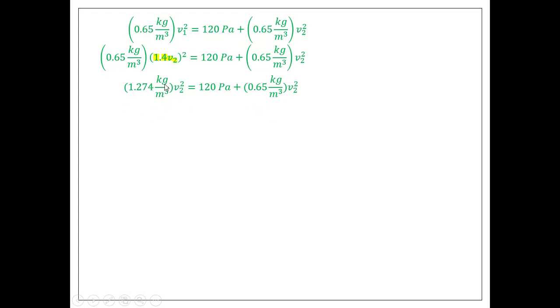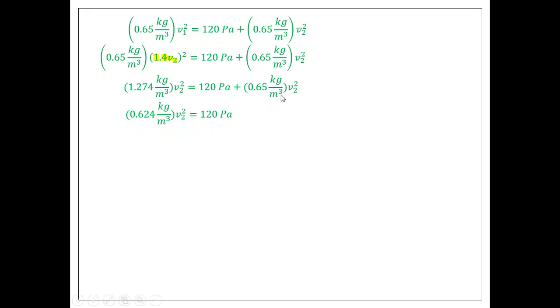So here, I'm just going to go ahead and distribute this. If you do this correctly, if you do 1.4 squared times 0.65, you'll get 1.274, and V2 is being squared, so that's why this V2 squared term gets carried down. The right side hasn't changed. As you can see, the left side has a V2 squared, the right side has a V2 squared, and that is our only unknown in this particular statement. So I'm just going to do algebra, combine like terms, all that good stuff, okay?